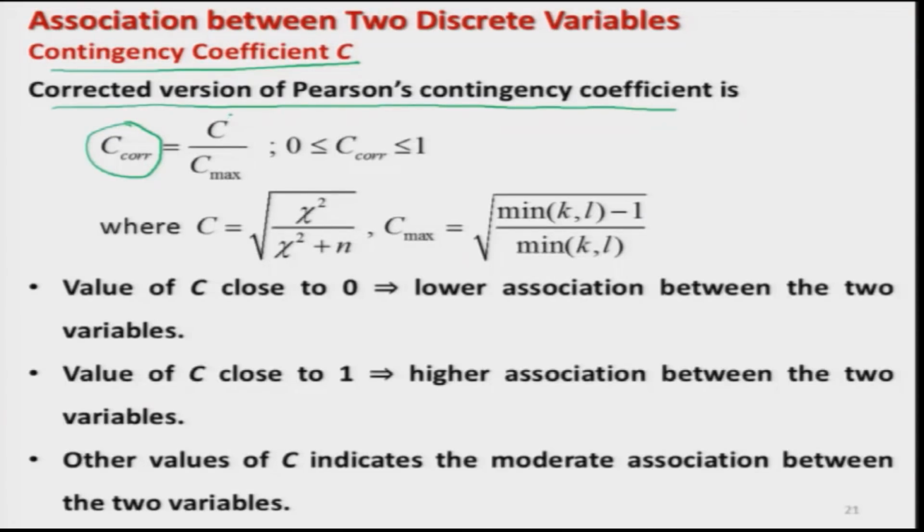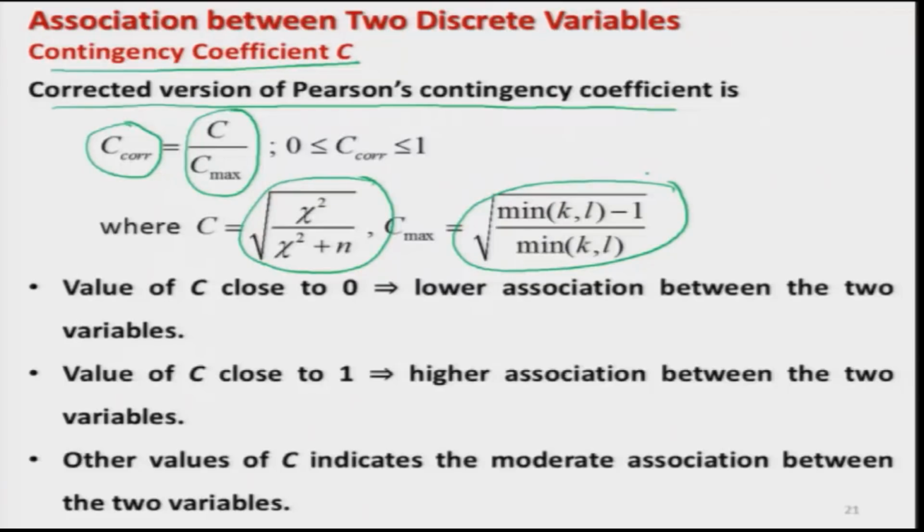This is defined as C upon C max, where C is given by the square root of chi square divided by chi square plus n, and C max is given by the square root of the minimum of K, L minus 1 divided by the minimum of K, L. And this statistic also has the advantage that it lies between 0 and 1. So, it is more convenient to draw conclusions or statistical inference using a value which lies between 0 and 1.